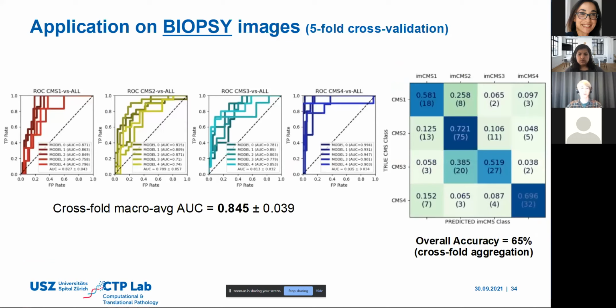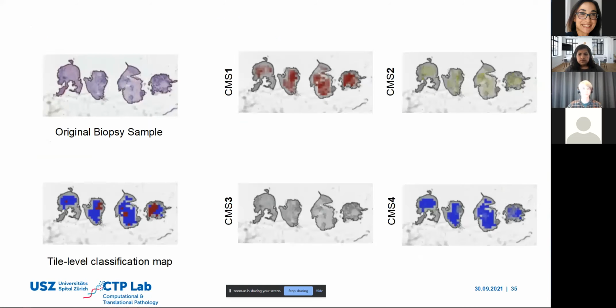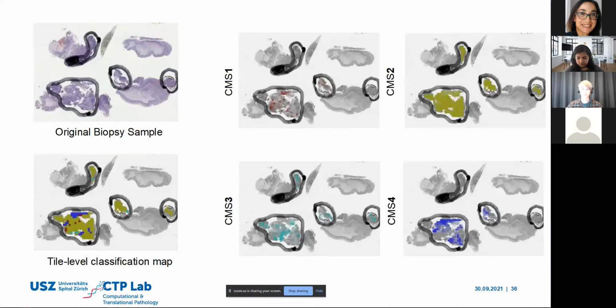We also validated this task on a small data set, which consists now of biopsy images. And the fact that this type of solution can be applied on preoperative samples has other impact, as it can better support the decision for the treatment plan. Here are some examples of visualization on biopsy samples.